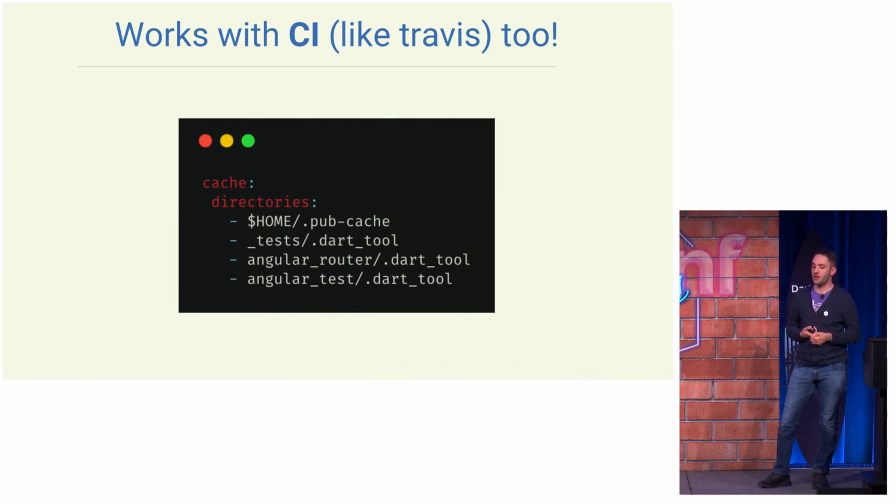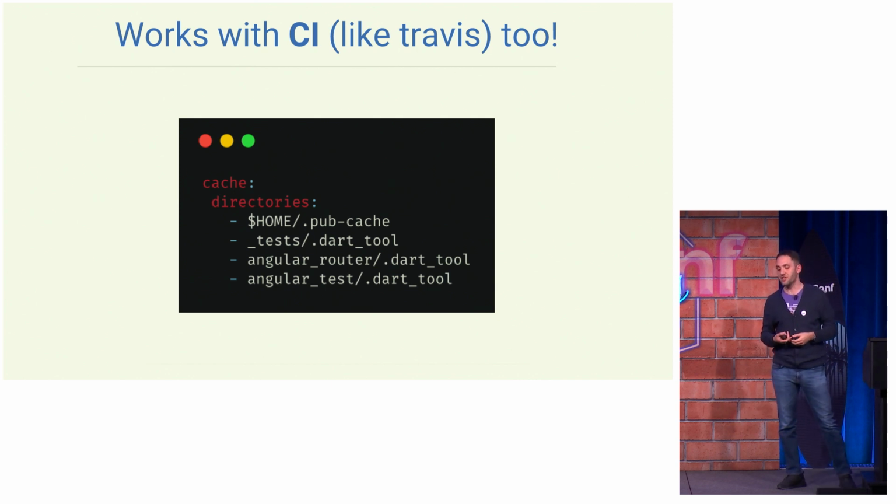You can cache it on Travis. So this is an example for Travis. Just like your pub cache folder, you can cache your .dart_tool folder. That has all these generated files and the asset graph and all this information we need to not reproduce information to make your builds fast. And I'm pretty sure it works for other stuff too.